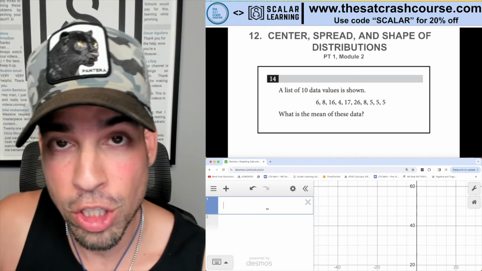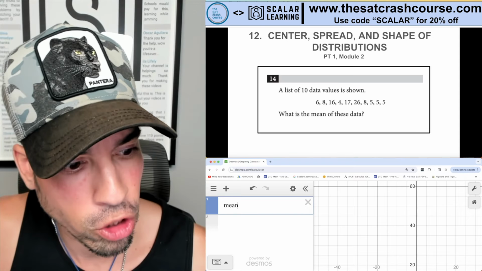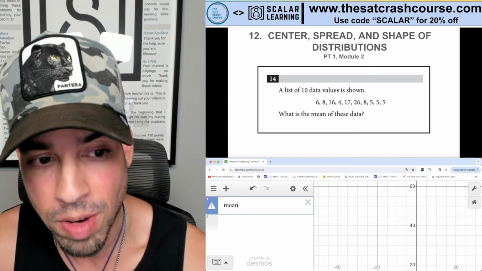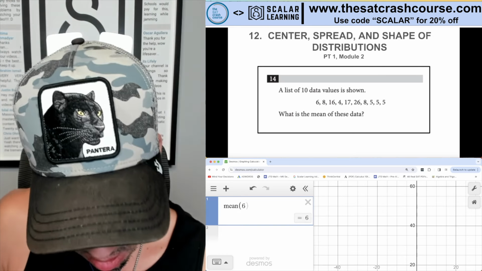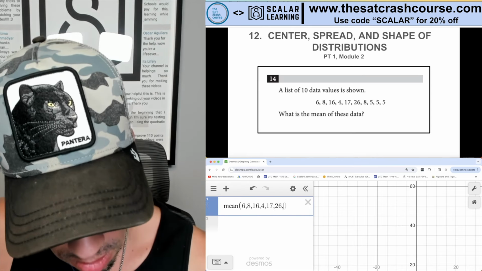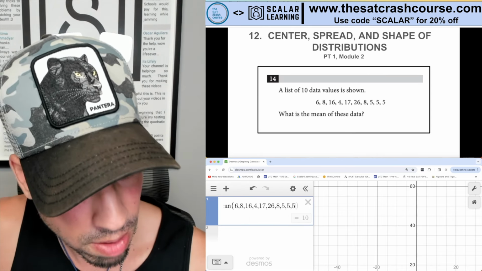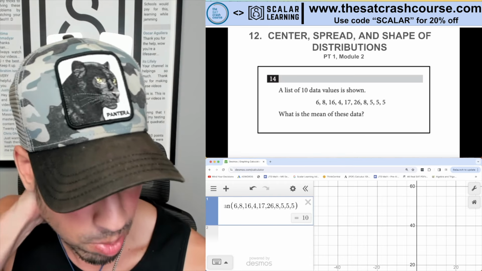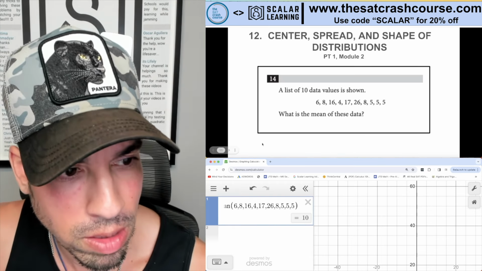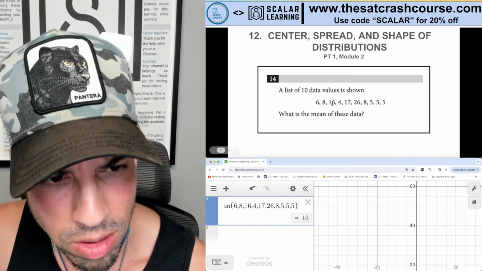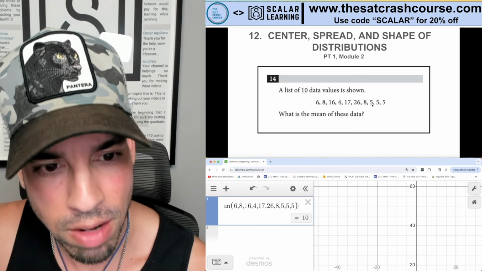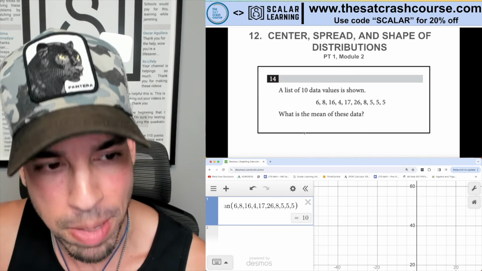Now again, just like we saw with median, there's also a mean function. Now you may say, well, I can just add them up and divide by the number that there are. Well, you can do that. You can add them up, divide by 10. You can also do this, right? We got 6, 8, 16, 4, 17, 26, 8, 5, 5, 5. And again, you have to be very careful you don't make a typo, but assuming we got them all in there correctly, there it is, 10. Now just for fun, let's add them up mentally and see what we get. 6 plus 8 is 14, plus that is 30, 34, 44, 51, 61, 71, 77, 85, 90, 95, 100. 100 divided by 10 is 10.